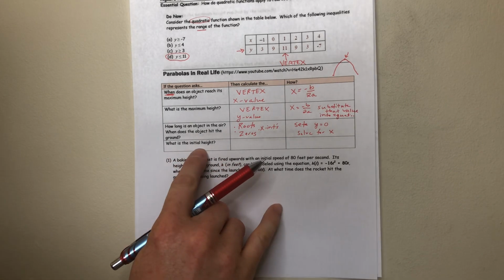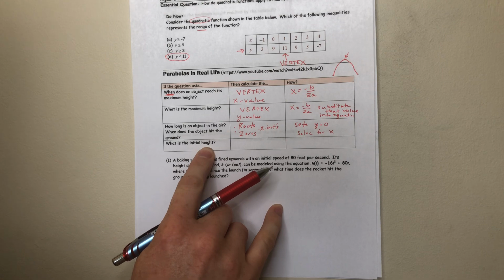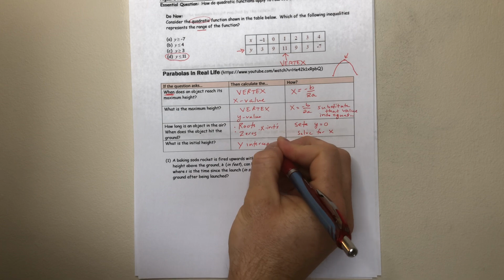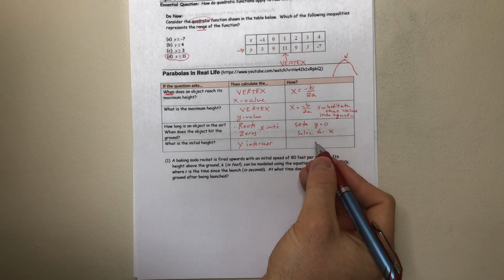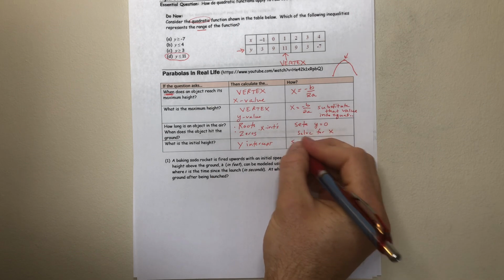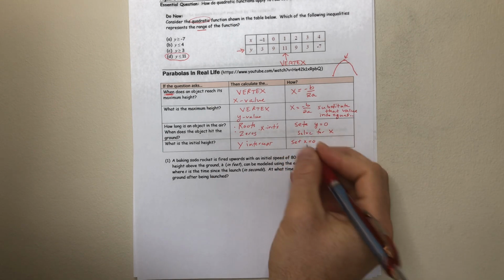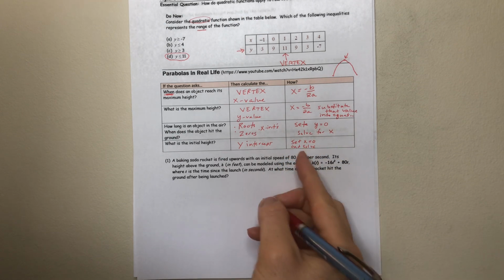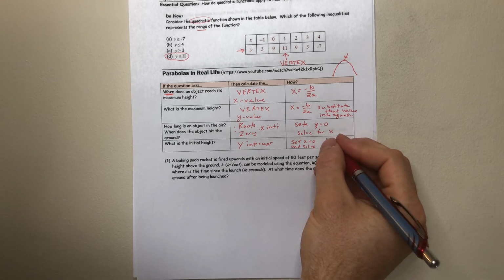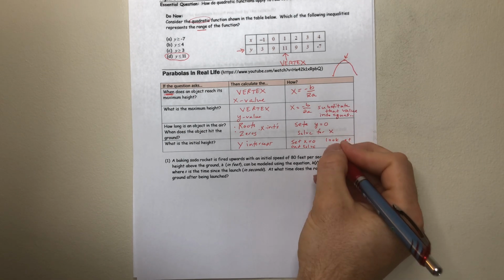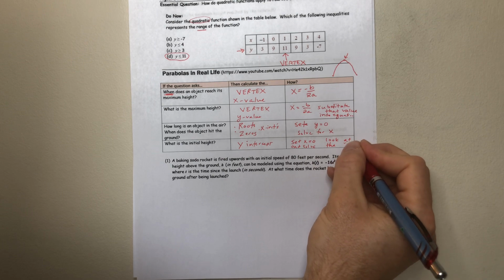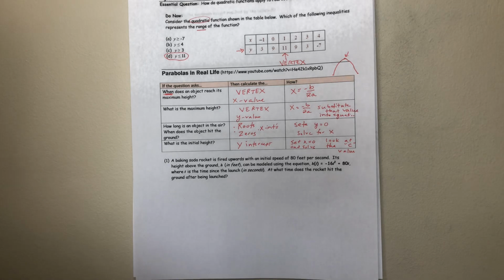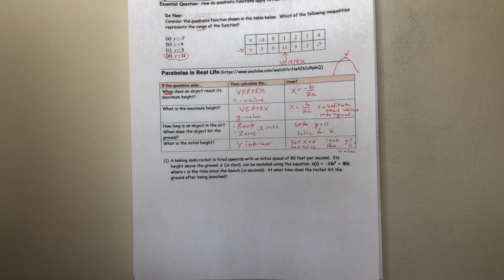All right, last question is, what is the initial height? Well, the initial height is going to be the y value where it starts. So that's going to be my y-intercept. There are a few ways to get your y-intercept. You could set x equal to 0 and solve. Or if it's in standard form, just look at the c value. So the c value always tells you the y-intercept when it's in standard form.